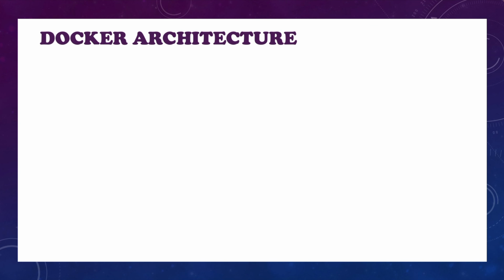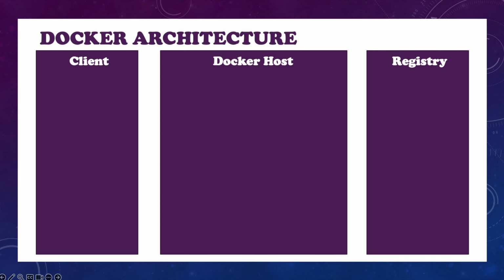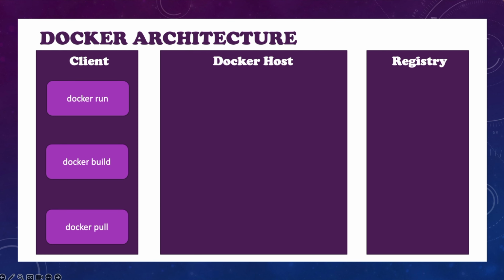Docker architecture consists of three major components: client, Docker host, and registry. The Docker client is a CLI utility where I can run tons of commands to connect with the Docker host. For instance, docker run is a command used in Docker to create and start a new container from a Docker image.